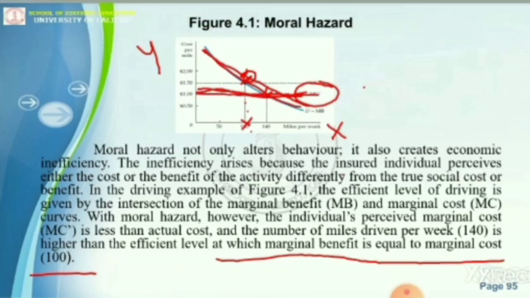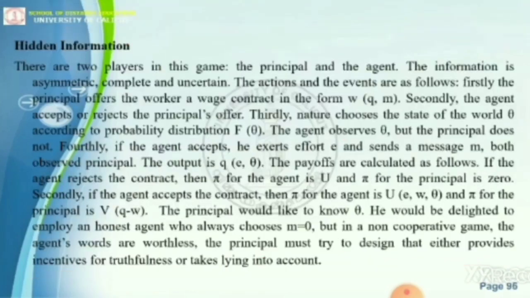So there is a theory of moral hazard, right? Then hidden information. There are two players in this game, the principal and the agent. The information is asymmetric, incomplete and uncertain. The actions and the events are as follows. Firstly, the principal offers the worker a wage contract, and secondly, the agent accepts or rejects the principal's offer. Thirdly, nature chooses the state of the world. Those are the symbols we have used here, right? You don't bother about it. According to the probability distribution, that means the function of theta, the agent observes theta, but the principal does not.